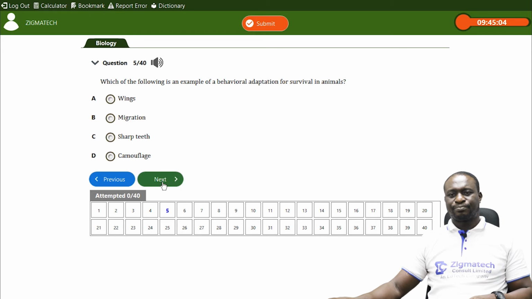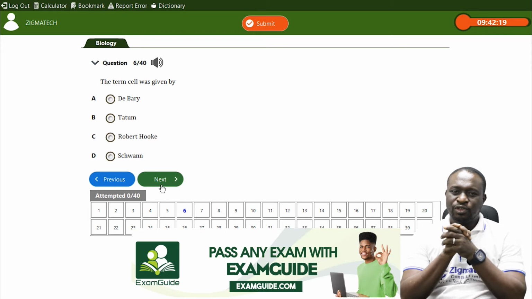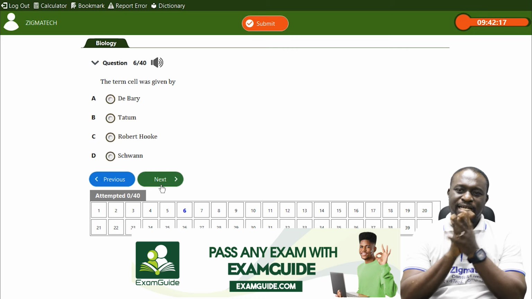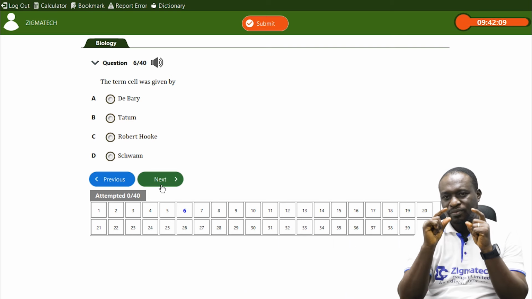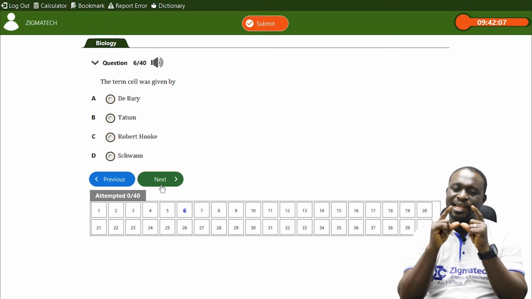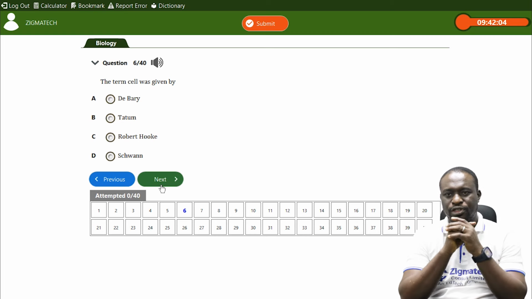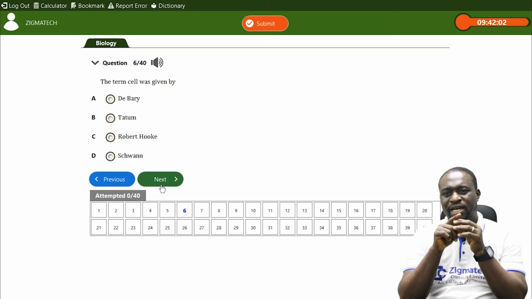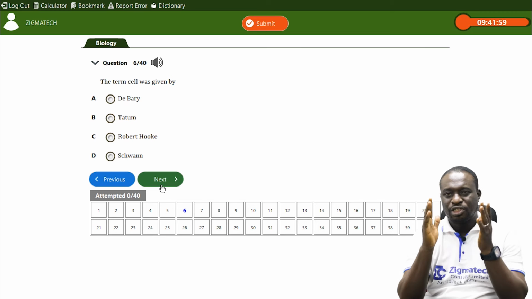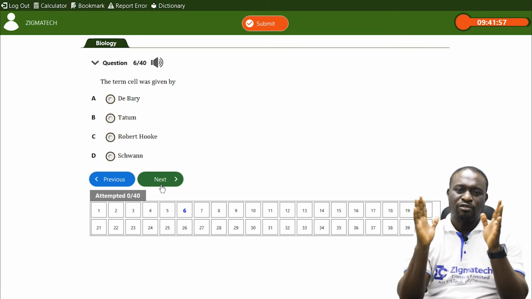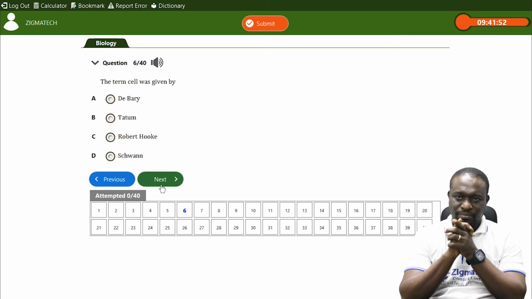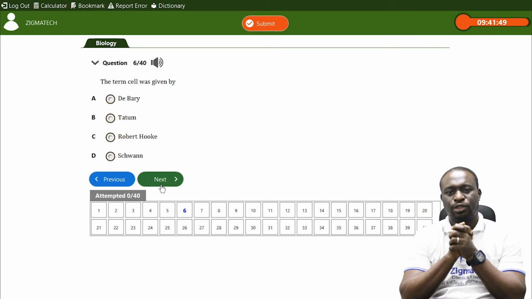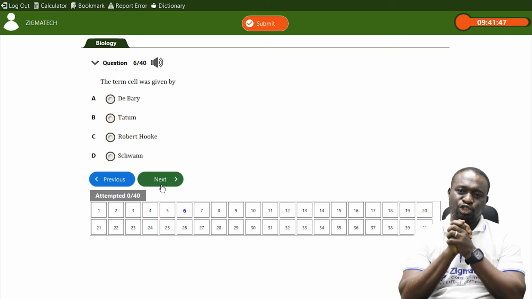Now, question 6. So let's look at question 6. Question 6 actually says the term cell was given by. Now, if you look at all these options, we're going to narrow down our selections to actually two options. We have option A is Debarry. Option B, Tartar. Now, both of them never came up with anything that has to do with the cells. Option C says Robert Hooke, and option D says Swann.